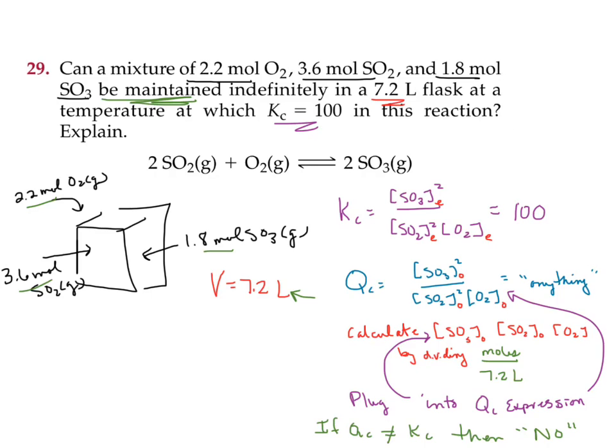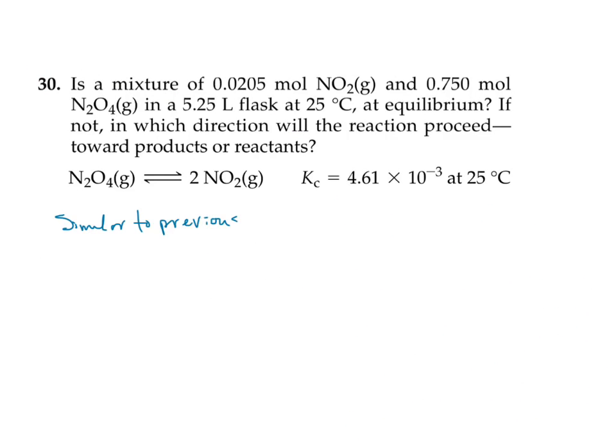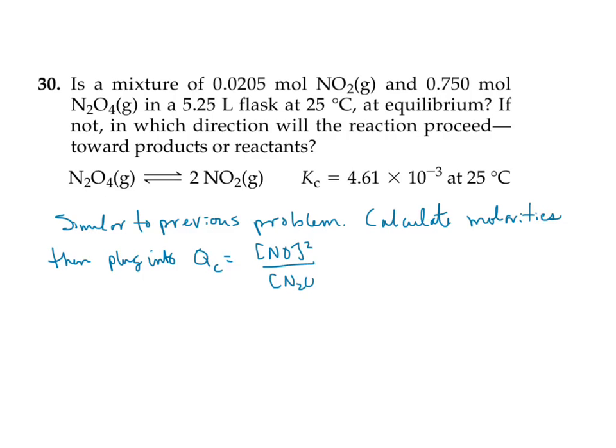The next one looks like this. It's similar, so I don't think I had to give you as many. Calculate molarity. Notice in this case you're given moles and volume. The volume is 5.25 liters. Feel free to draw a picture. In my answer key I do. Okay. So you get the molarities and you plug them in and you compare it to, looks like a 4.61 times 10 to the negative third.